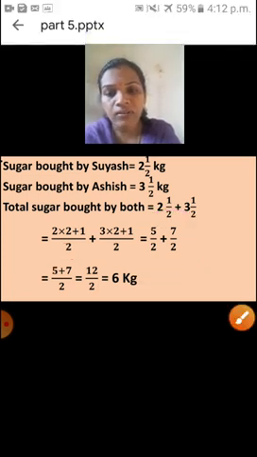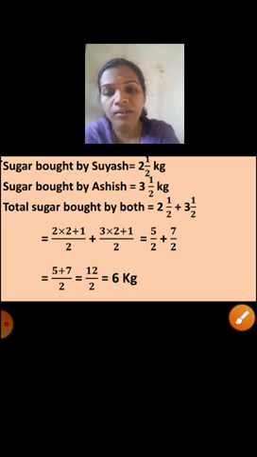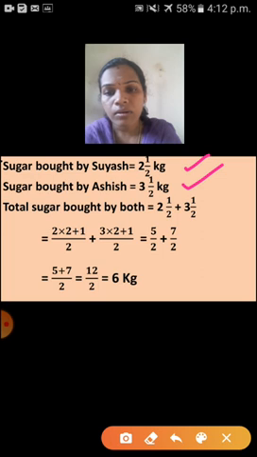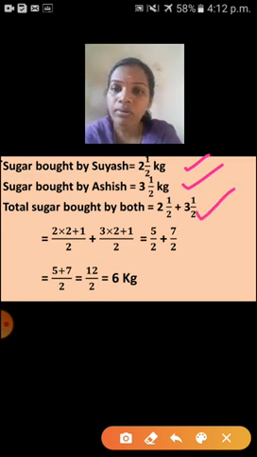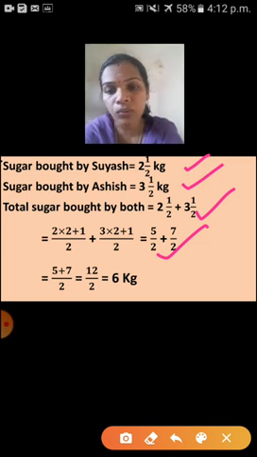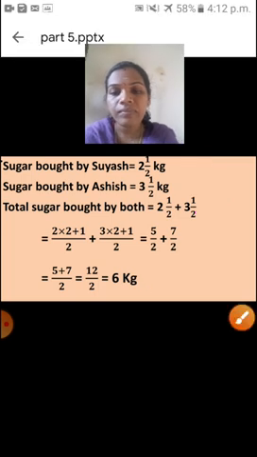Okay, understood this one? Yes children, one second I will tell. First you have to write what you are getting from your question. Next you have to add. Why you have to add? Because your question is, how much they bought altogether. So you have to add here. This is like fractions, so it is easy to add. So the final answer is 6 kg.